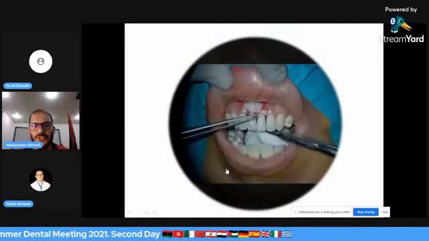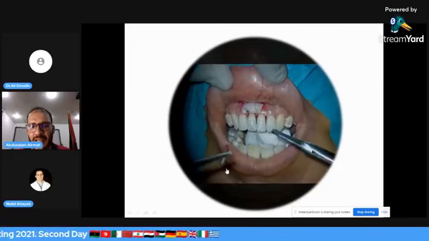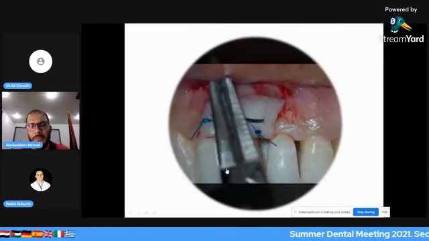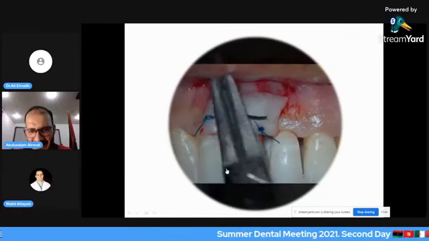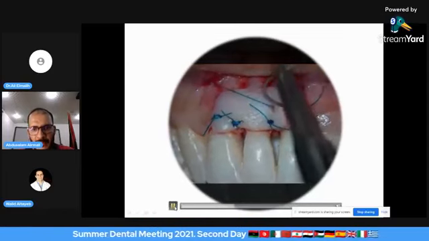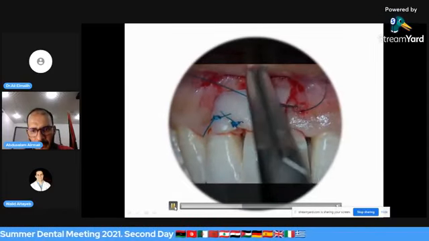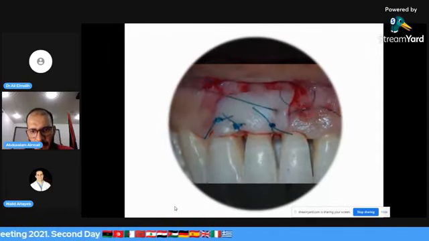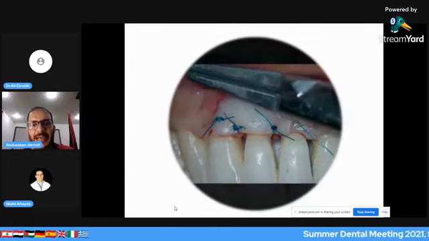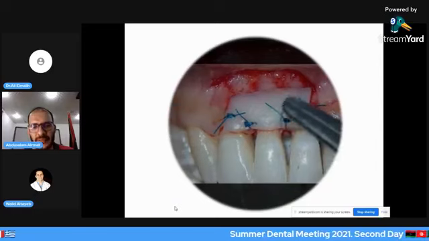Okay, these are stabilizing sutures, mesial and distal, occlusal sutures. These are not important sutures, just for stabilization, mesial and distal. I did this case under the microscope, actually.